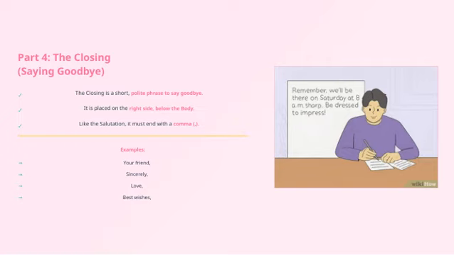Now let's talk about the final part of your letter, the closing. This is a short, polite phrase used to say goodbye. It's placed on the right side of your letter just below the main body. Think of it as the polite sign-off that wraps up your message nicely. Like the salutation at the beginning, it should end with a comma. Some common examples include "your friend," "sincerely," "love," or "best wishes." These closings help leave a warm, respectful tone at the end of your letter and are an important part of good communication.